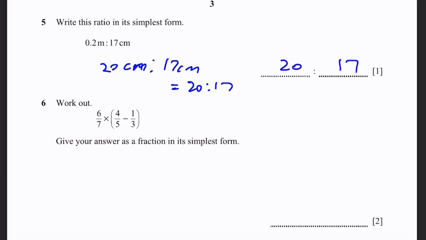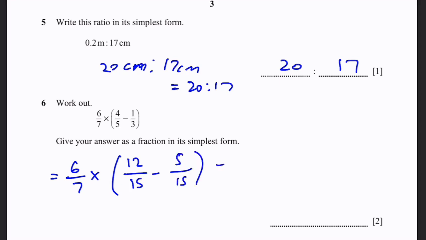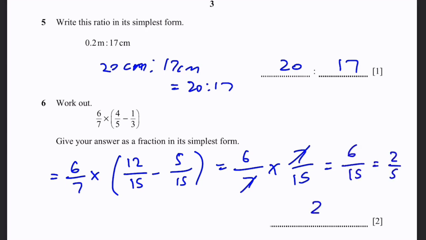Question 6. Work out 6 by 7 into 4 by 5 minus 1 by 3. Give your answer in simplest form. That will be 6 by 7 into 4 by 5. We can bring it to 12 by 15. 1 by 3 can bring it to 5 by 15. That will be 6 by 7 into 7 by 15. And we cancel out, 6 by 15, which is equal to 2 by 5.